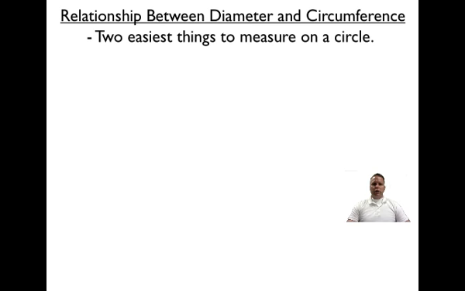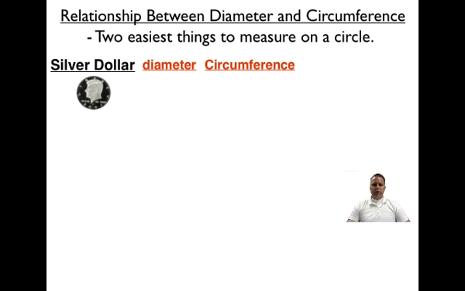Relationship between diameter and circumference. These are the two easiest things to measure on a circle: diameter and circumference. So, if we take a silver dollar and we measure its diameter, that's from one side of the circle through the center to the other side, that gives us a diameter. In this case, for a silver dollar, it's about 3.8 centimeters.